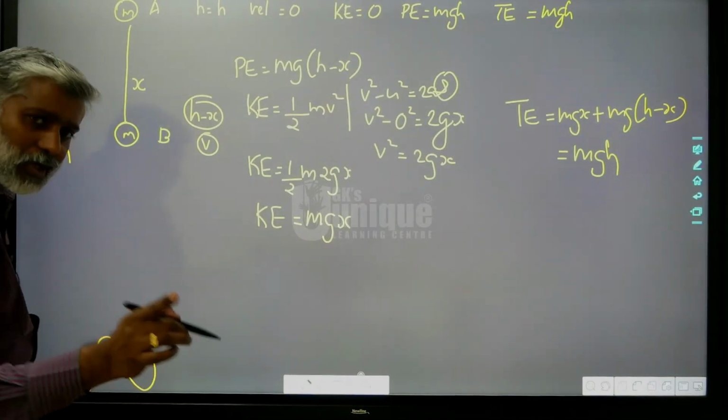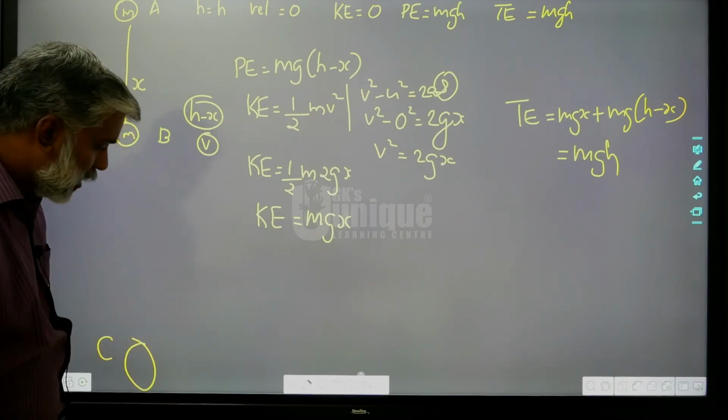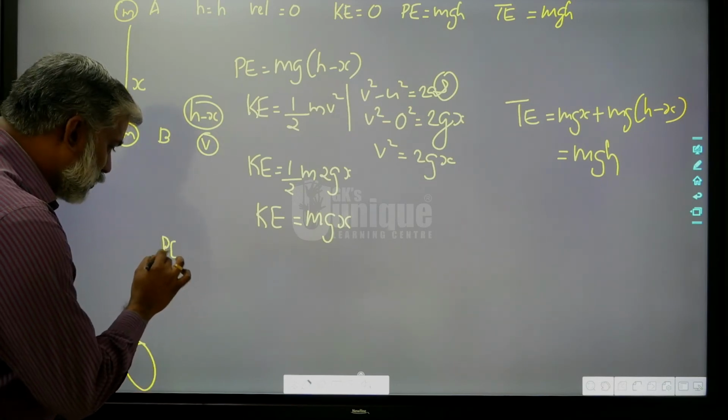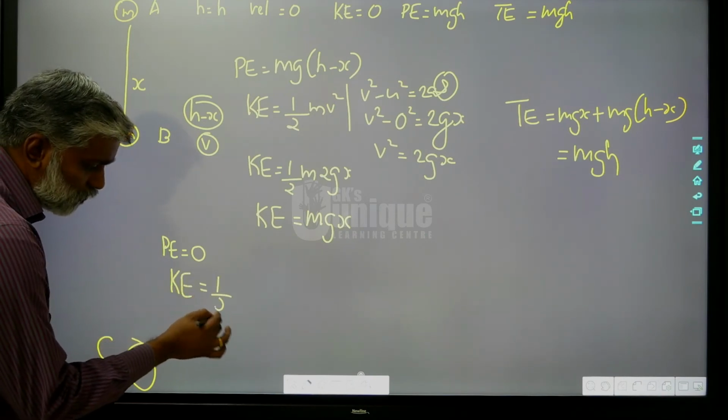Then it will be hitting the ground with the maximum velocity. So your body will have maximum kinetic energy there. Then the height from ground is 0. So what is the potential energy? The potential energy will be 0. Kinetic energy will be maximum. What is it? Half mv square.